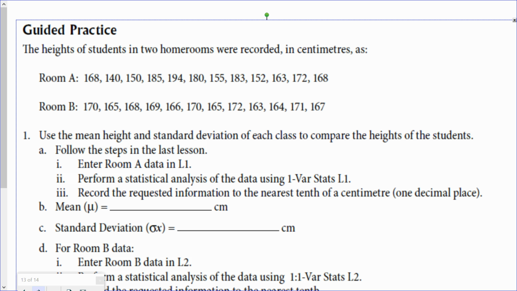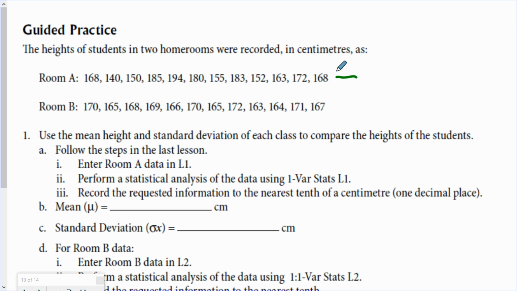So another set of data. Again, the other day we did, I think we probably did this, a homeroom average height. We're adding in another class. So use the mean height and standard deviation of each class to compare the heights of the students. Follow the steps in the last lesson.